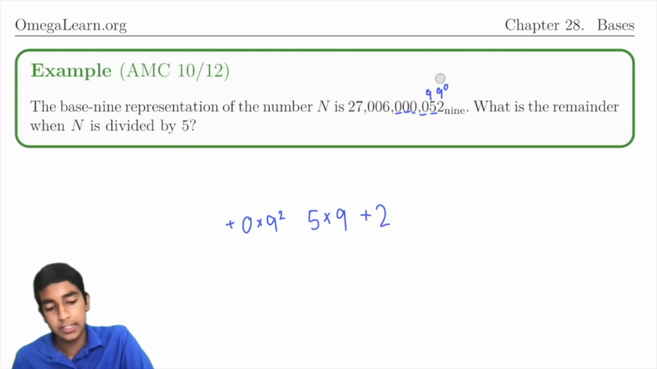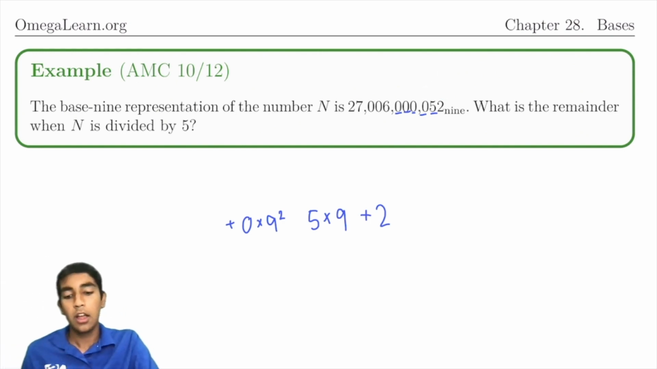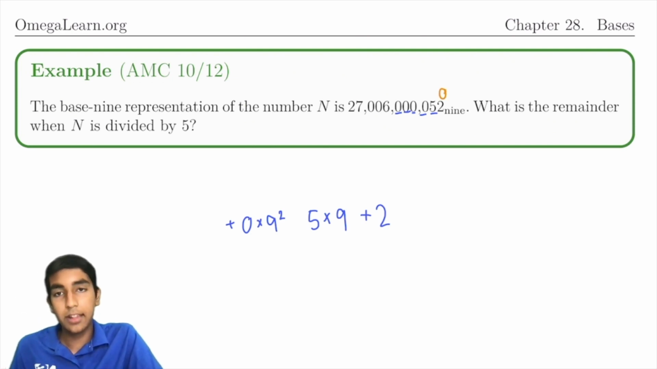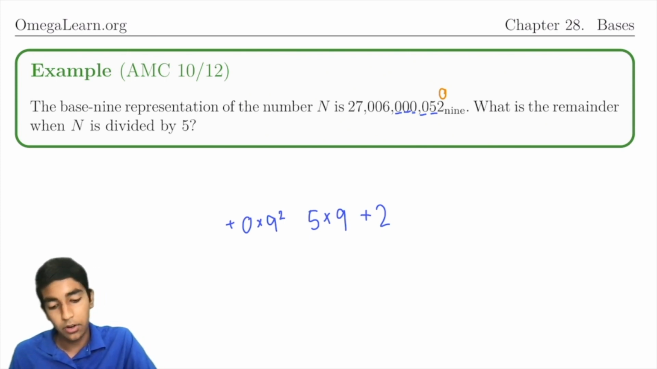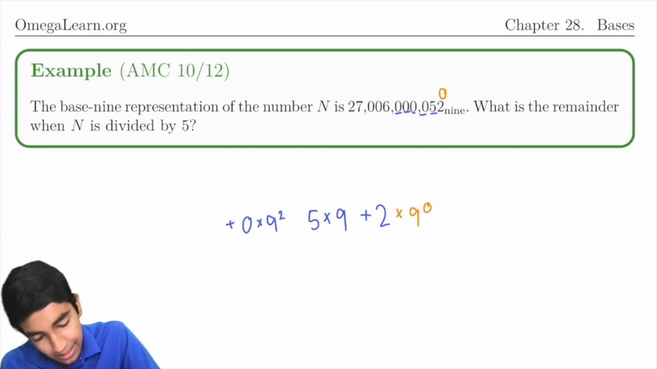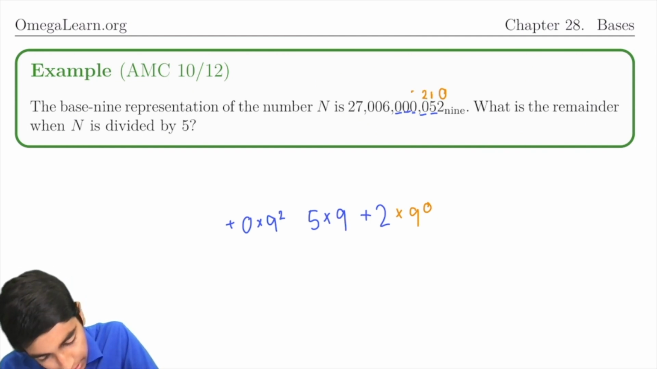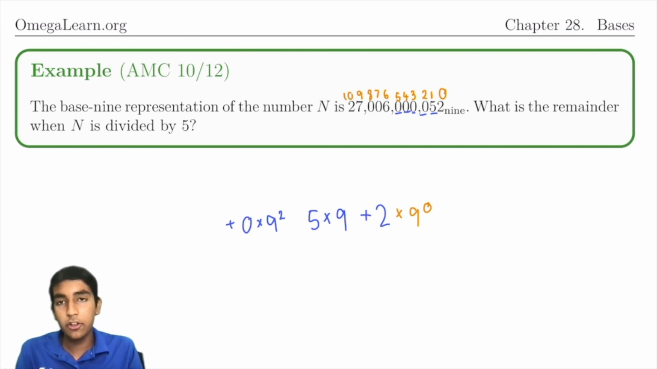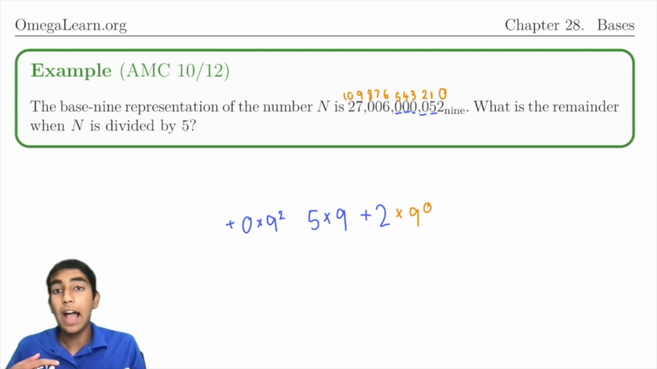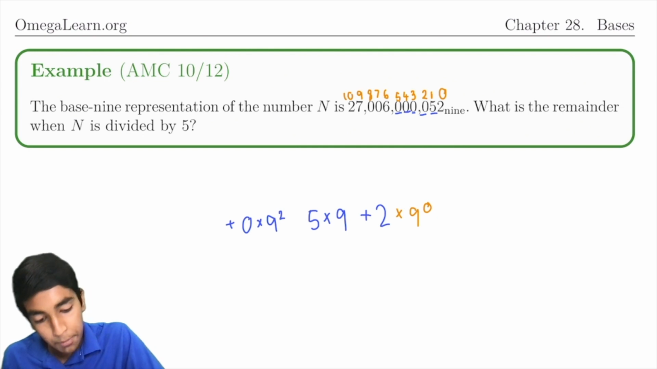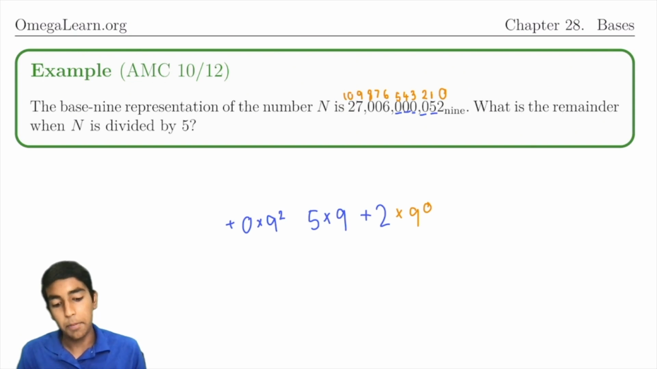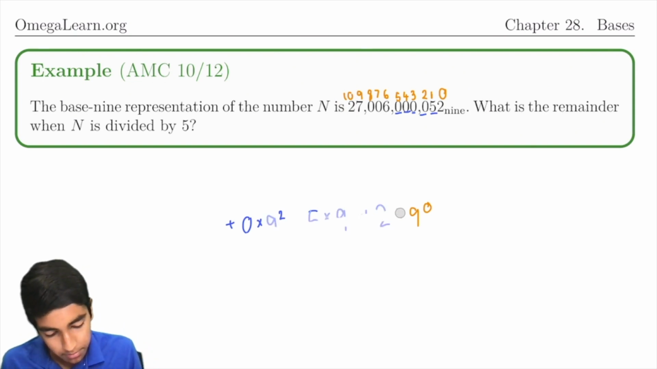First of all, let's write the position of all the digits so we can get an idea of what power of 9 we'll have to multiply by. This is a units digit. Let's give it 0 because we're multiplying 2 by 9 to the 0. This will be 1, then 2, then 3, 4, 5, 6, 7, 8, 9, and 10. So these are the positions of all of our digits. To evaluate this expression in base 9, we simply multiply each digit by 9 to the power of its position number, and we add them up.